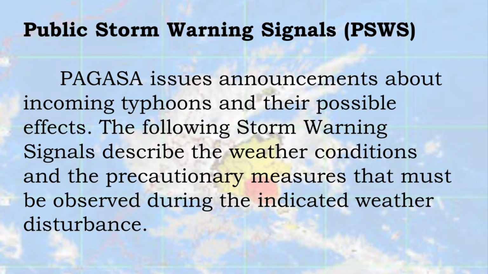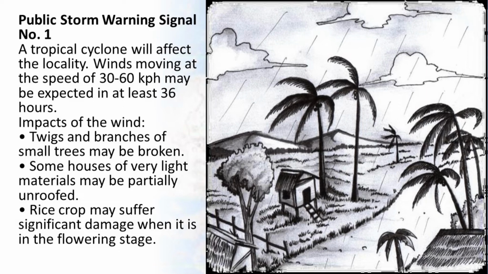Public Storm Warning Signal Number 1. A tropical cyclone will affect the locality. Winds moving at the speed of 30 to 60 km per hour may be expected in at least 36 hours. Impacts of the wind: twigs and branches of small trees may be broken.